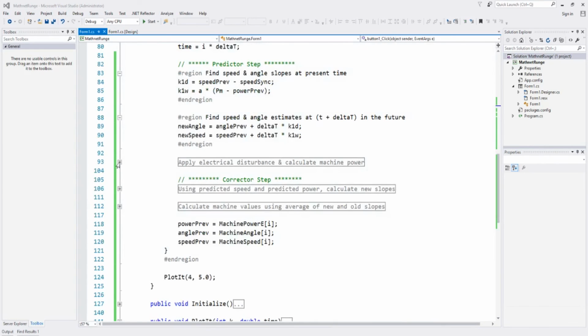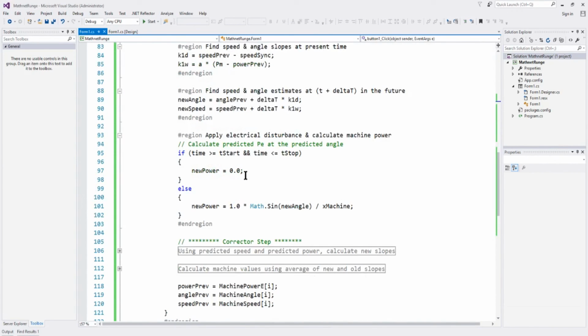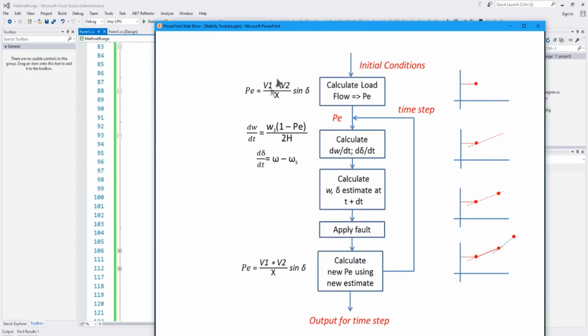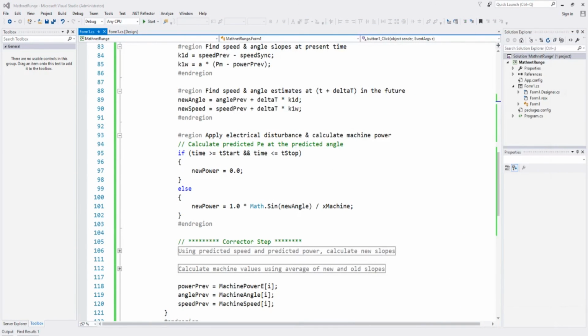And once we have those, we can apply our disturbance and calculate the machine power. If the time is during the disturbance, which is greater than T start and less than or equal to T stop, then the electrical power out of the machine will be zero. We're applying a three-phase fault, so the electrical power out of the machine will be zero. Otherwise, if it's past the disturbance time and the fault is cleared, the power equals 1 times sine of the angle over x machine. It's basically just this equation that we're solving for the electrical power using this latest value of angle.